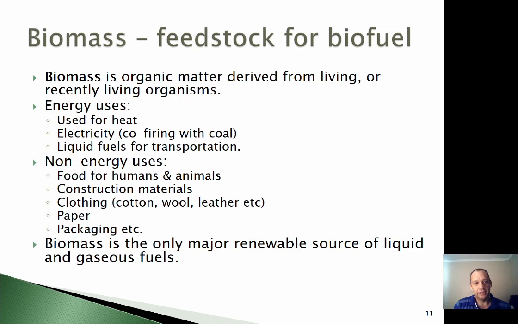So they're used for heat production, they're used for electricity when co-firing with coal, and you can use this biomass as liquid fuels for transportation, as we'll see. But there are, of course, non-energy uses as well for biomass, such as food production for humans and animals, wood for construction materials, clothing from cotton and wool and leather, etc., paper production, packaging production, and so on. But biomass is the only major renewable source that is available for sustainable production of liquid and gaseous fuels.